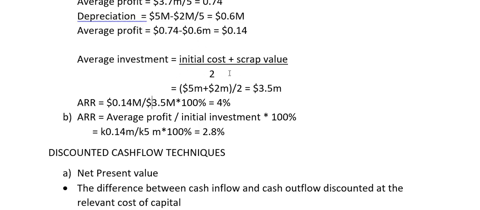If you don't have scrap value, it means ARR will just be average profit over initial investment. That's all. So it will be the average profit we calculated, 0.14 million divided by investment of 5 times 100, which is 2.8. So take note in the exam, watch out, are you given scrap or not? If you are not given scrap, you use initial investment. If you are given scrap, you use average investment.